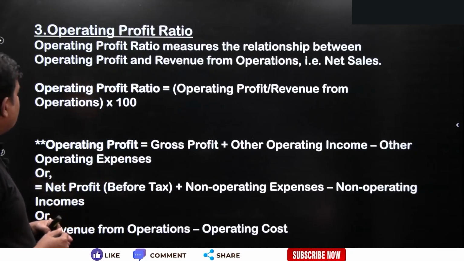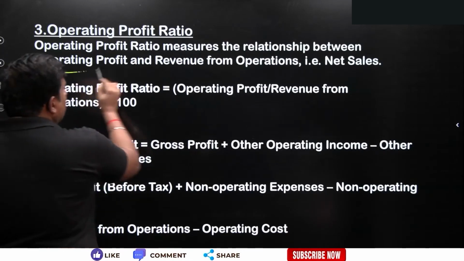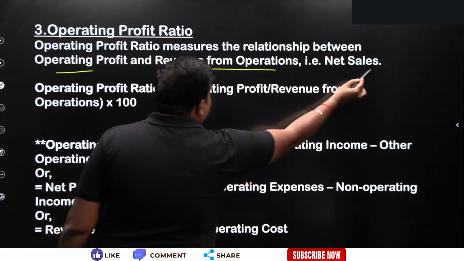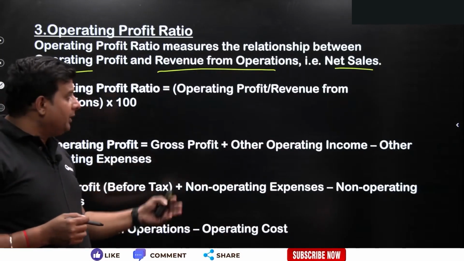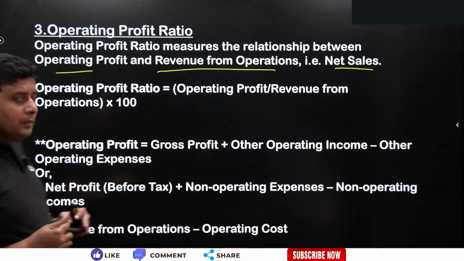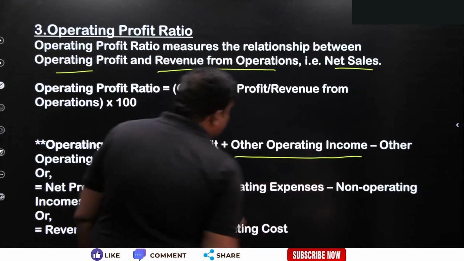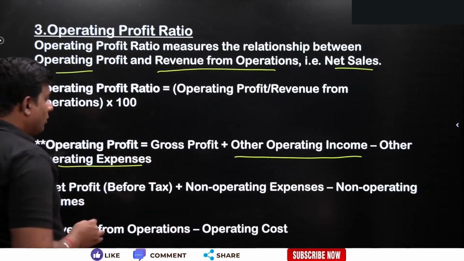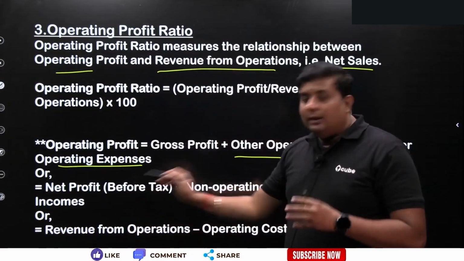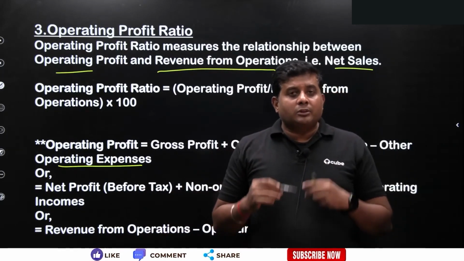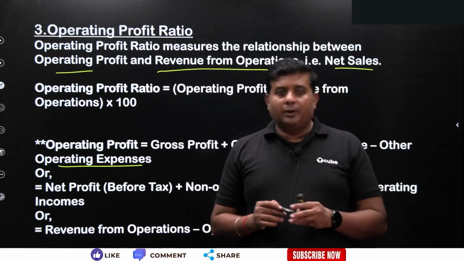Now, operating profit ratio. Operating profit ratio measures the relationship between operating profit and revenue from operation. Revenue from operation can also be called net sales. ऑपरेटिंग प्रॉफिट रेशियो का फॉर्मूला होता है ऑपरेटिंग प्रॉफिट अपॉन रेवेन्यू फ्रॉम ऑपरेशन इनटू 100. So it's really simple to understand. ग्रॉस प्रॉफिट में अदर ऑपरेटिंग इनकम को आप प्लस करो और अदर ऑपरेटिंग एक्सपेंसेस को सब्ट्रैक्ट करो तो you will come to know the operating profit. और सपोज यहां नेट प्रॉफिट गिवन है तो नेट प्रॉफिट में आपने नॉन ऑपरेटिंग इनकम को सब्ट्रैक्ट करना है और नॉन ऑपरेटिंग एक्सपेंसेस को ऐड करोगे. So you will come to know again the operating profit.